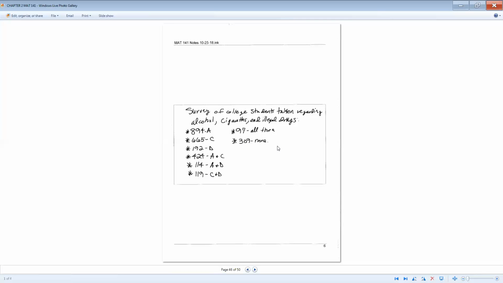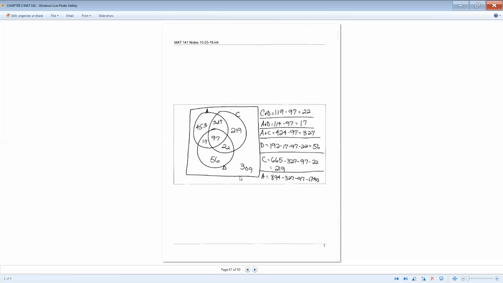So just like before, you can start with all three. 97 will be in our Venn diagram, but we also can use this 309 and put that on the outside. So 97 is on the inside, 309 is on the outside of all of our circles. And then from there, we will be doing our subtraction. So for cigarettes and drugs, this intersection is supposed to add up to 119. So we subtract 97 from the 119, we get 22 out here.